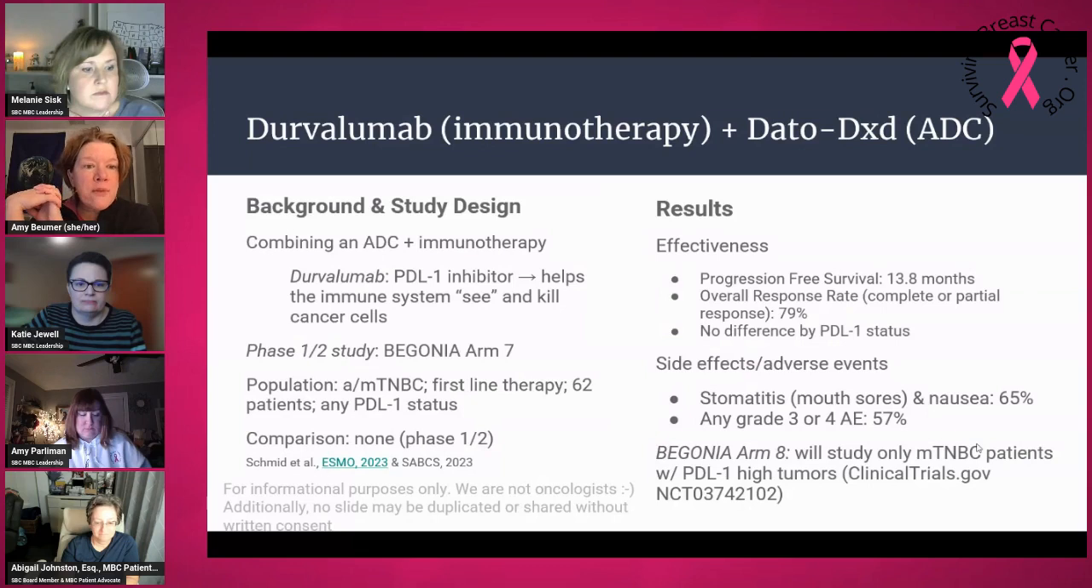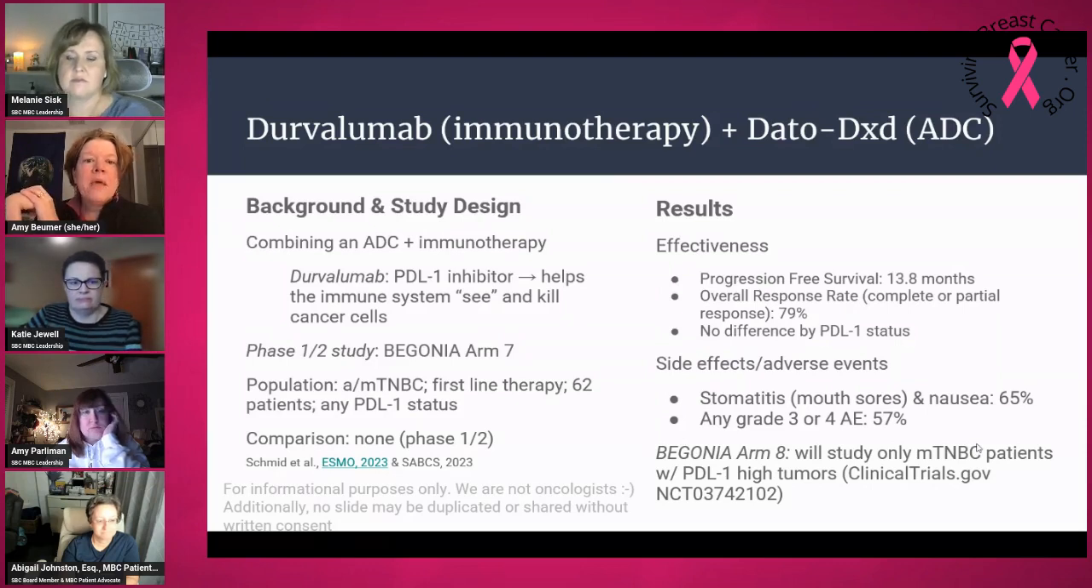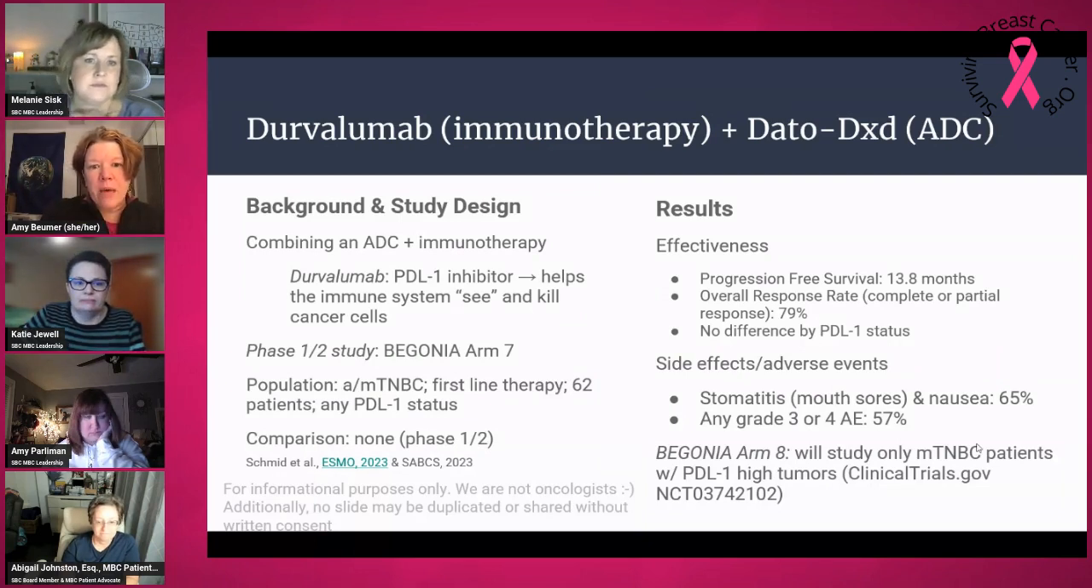It was an early phase trial, so phase 1-2, there's no comparison arm, but they did find that the progression-free survival was almost 14 months, and 79% had a complete response or a partial response, meaning their tumors shrunk completely or partially shrunk. They also saw side effects such as stomatitis. These are the mouth sores, which makes sense because they're using Dato-DXd. But they also saw nausea, which is, I think, characteristic of durvalumab as well.